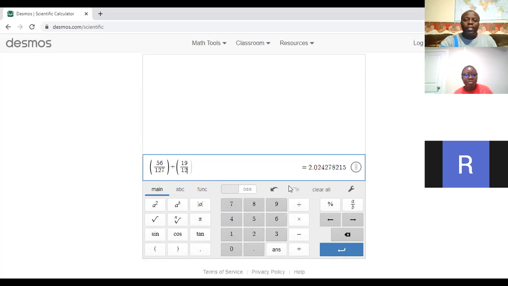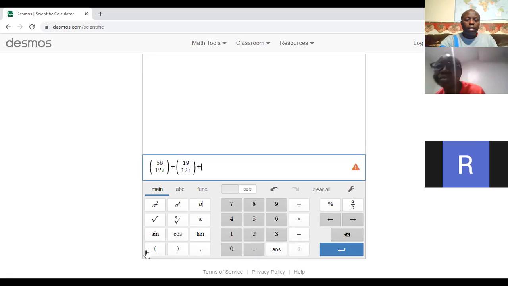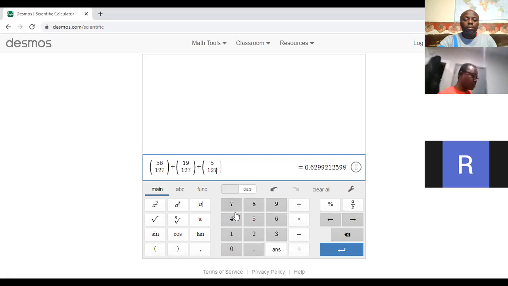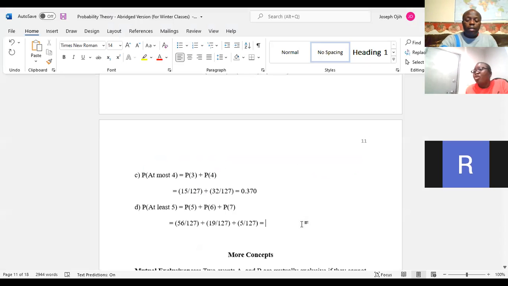plus 5 over 127. So we have 10 minutes left now. So we get 0.6299, which is basically 0.630. So that answers all the questions in that section.